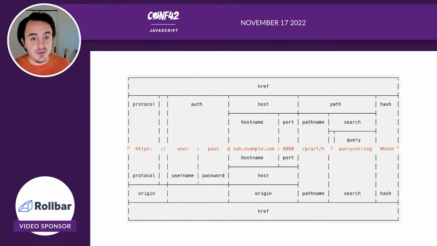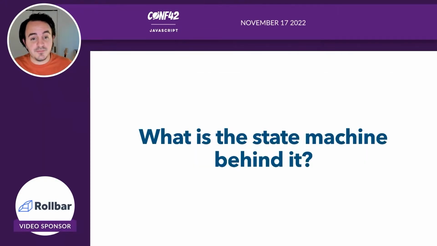Looking at this diagram, you can easily say, okay, it's really easy to understand and implement a URL parser, right? You just need to check if it starts with HTTPS, if there's a user and pass, what about host names, ports, and path names. We want to make sure that the search is a valid one, and so on. But it's not as easy as writing a regex, and it's much more complicated.